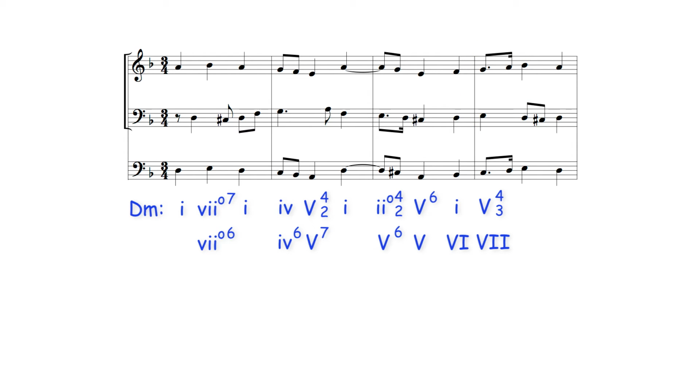Here, the second inversion dominant 7th moves to a root position leading note diminished 7th chord before ending on tonic D minor harmony. As we've already seen, when inverted, here a subtonic C major chord is produced, which then moves through a first inversion leading note diminished triad to tonic harmony.